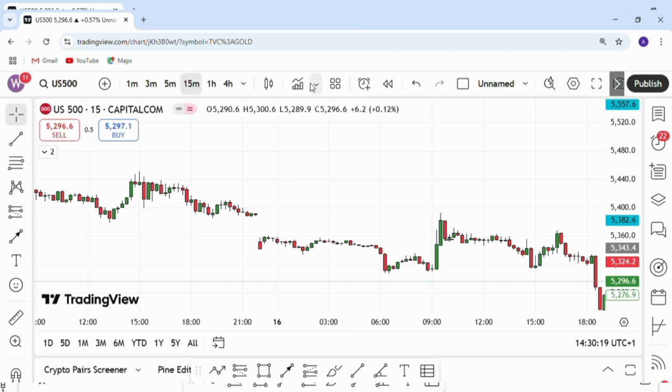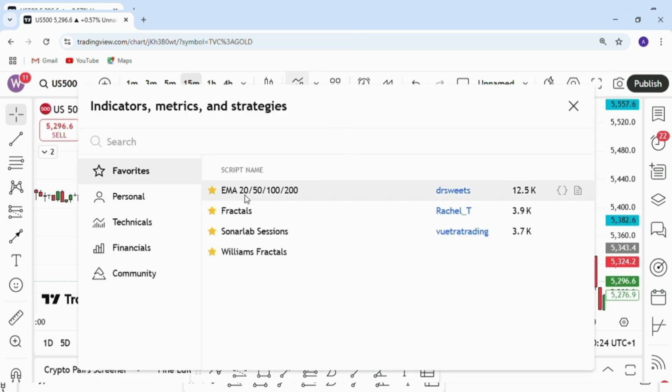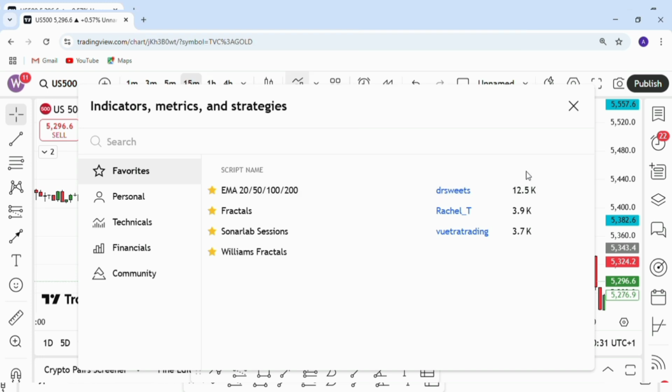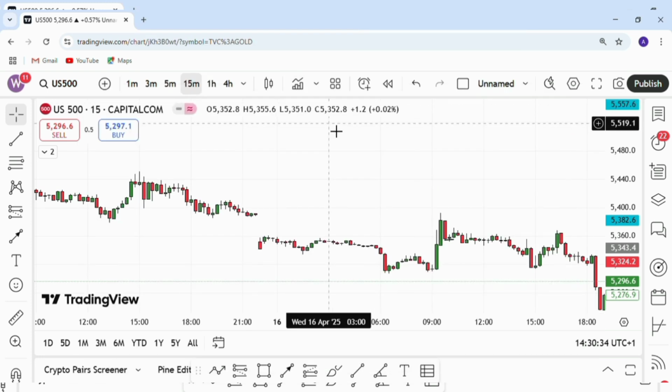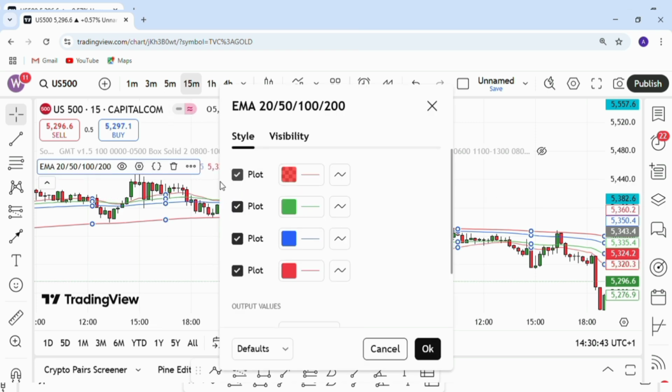The next thing is to go to the indicator tab and search for the EMA 20, 50, 100 and 200. This is for our directional bias from Dr. Sweet. Add it to your chart, and it will look something like this. Then you will set it. Check all of them, but uncheck this one, the 20, remove the 20. Then you take the 50, which is this green one, you take the 100, which is the blue one, you can change the color as you want, and you take the 200, which is the red one here.